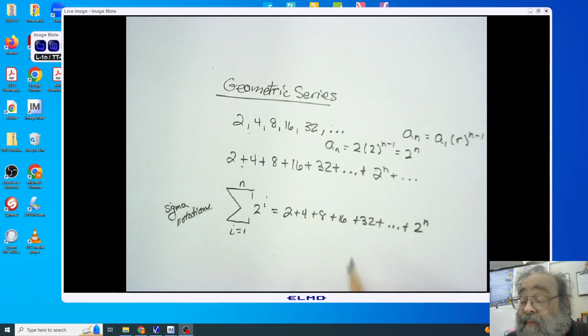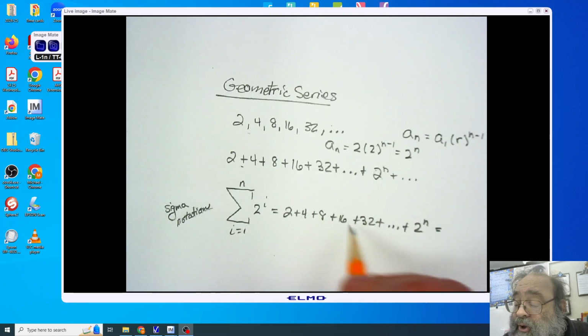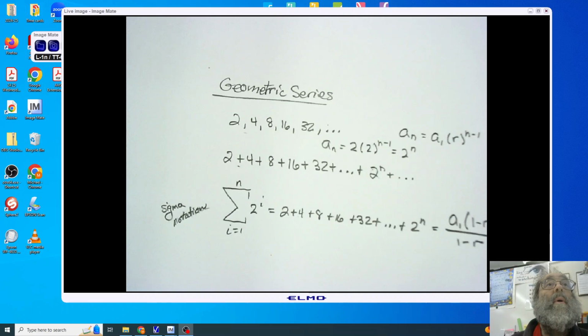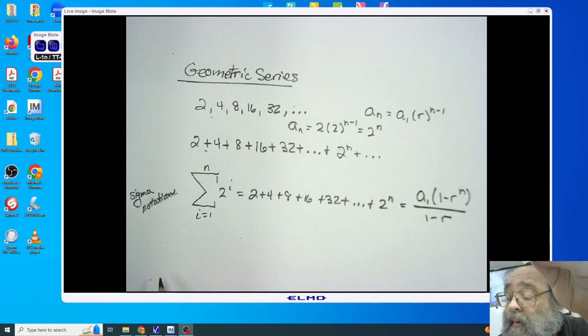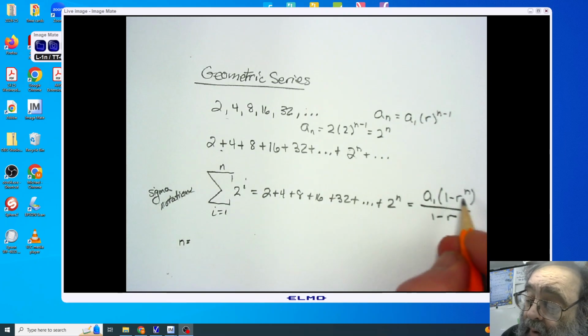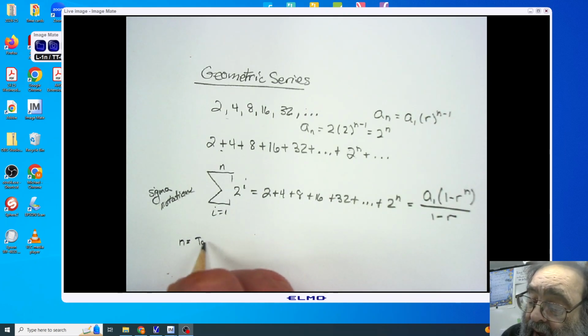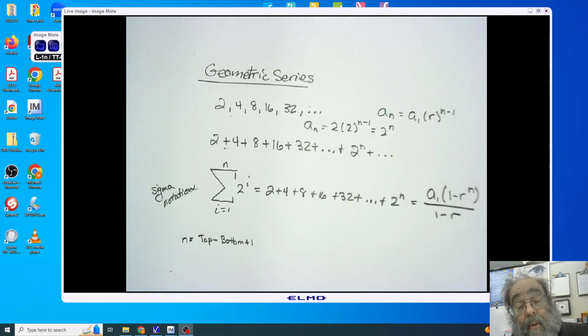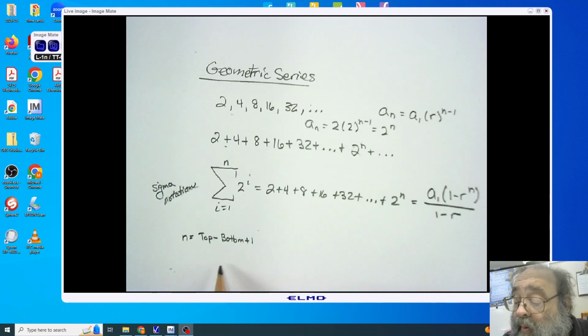And this has a formula which will give us our total summation. If we add all of these terms up together, we're going to have a sub 1 times 1 minus r to the nth power divided by 1 minus r. Now you do have to be careful, because when you're using this formula, the n value that you're going to be working with here is found by taking the top minus the bottom and adding 1. Now this is important because this is when we're working with a partial sum, not an infinite sum.